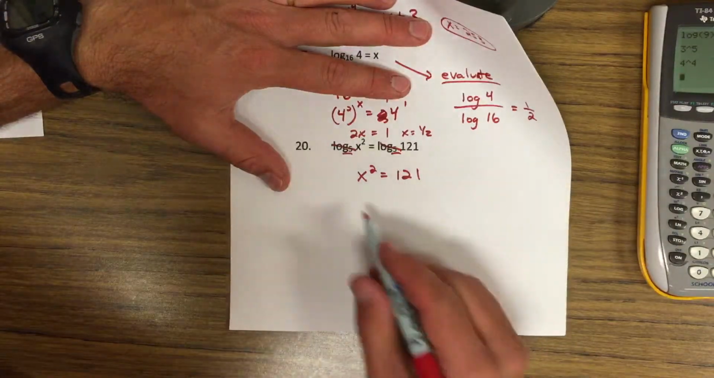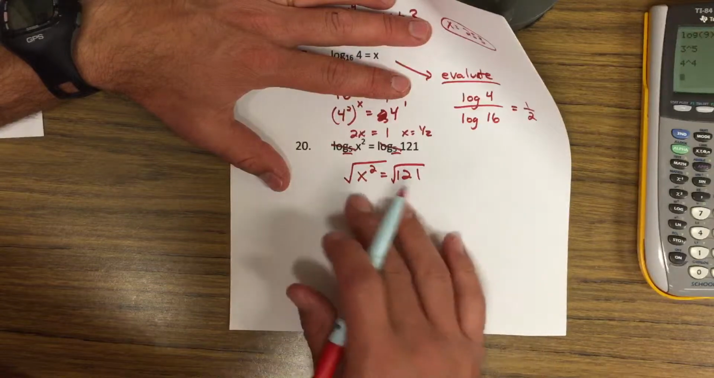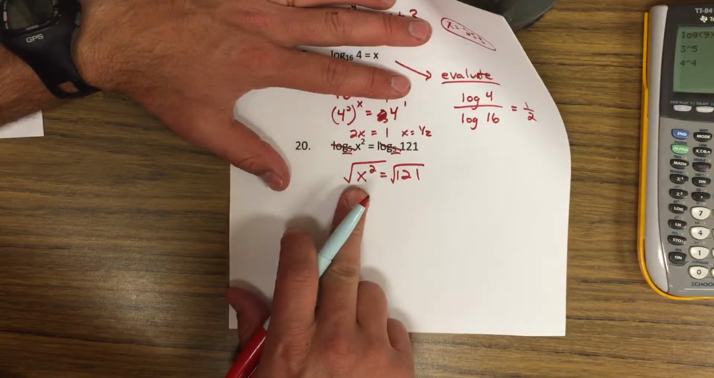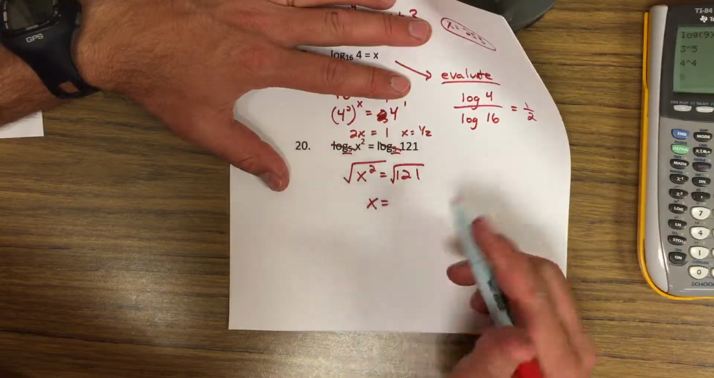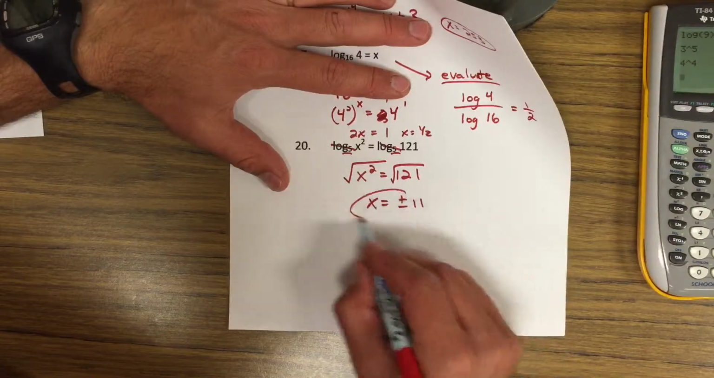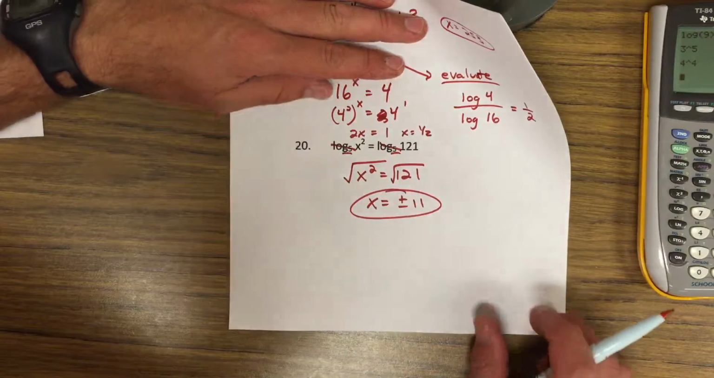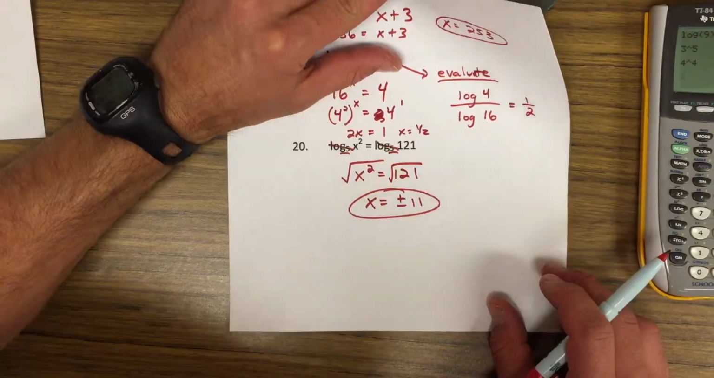How do I solve a quadratic with just a quadratic term? I square root both sides. So x equals, now the square root of 121 is positive and negative 11. Those will both work in this situation, so you want both of those.